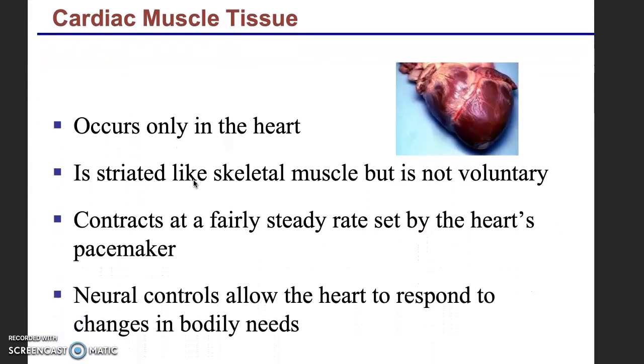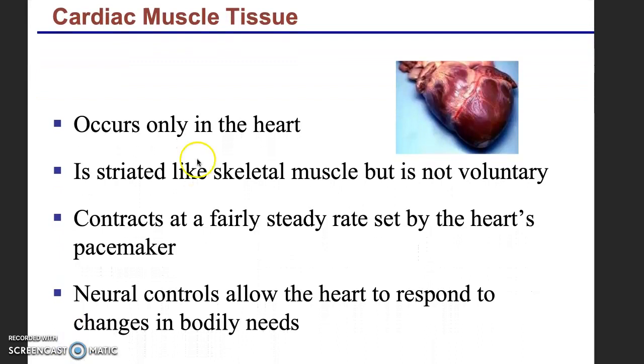The next one is cardiac muscle tissue. It is in the heart. It's striated just like skeletal, and it is involuntary, meaning you don't have to think for the muscle to move. It does it on its own.